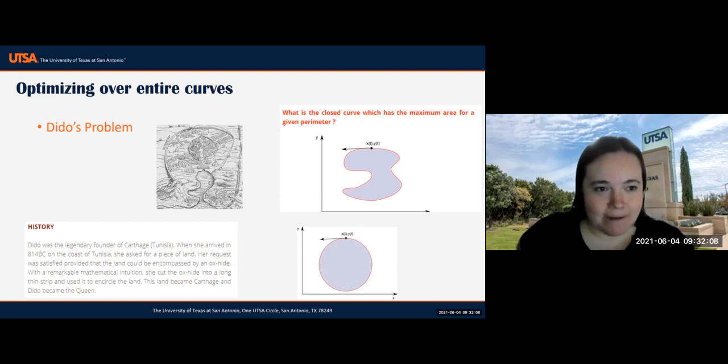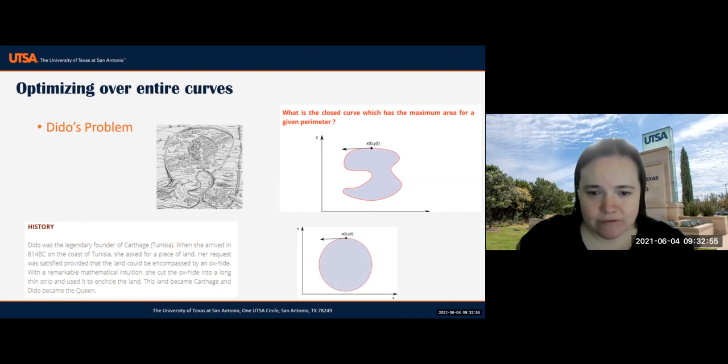And that is if you want to optimize over an entire curve. A famous example of this is Dido's problem. Dido was, so goes the story, the founder of Carthage. When she arrived, she asked for a piece of land, and they gave her one continuous hide, and she had to optimize the area of the land that she could enclose with that one long strip of hide. Obviously, this story is probably to be taken non-literally, but the problem became known as Dido's problem. What is the closed curve that has the maximum area for a given perimeter?